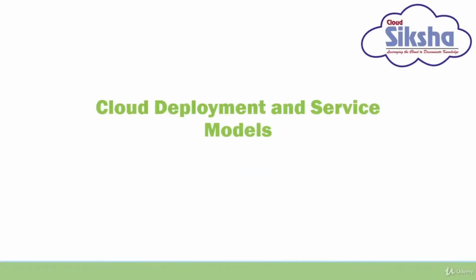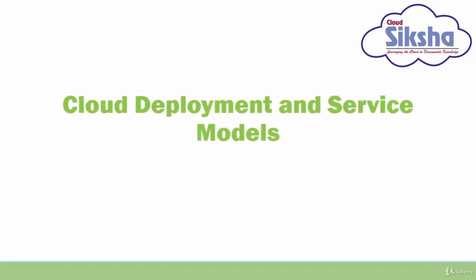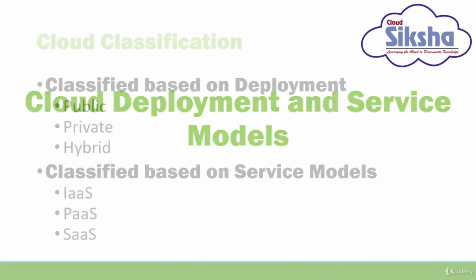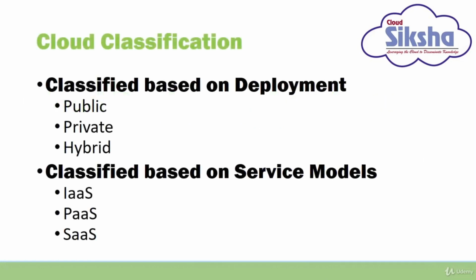In the earlier module, I had introduced you to cloud and I had spoken about the characteristics of the cloud. Now let's look at what are the cloud deployment models and what are the cloud service models. A cloud can be classified along two axes, if you can call it that. One, it can be classified based on how it is deployed. Second, it can be classified based on what service it provides. So we call this the deployment model and the service model. So let's have a look at each one of them.